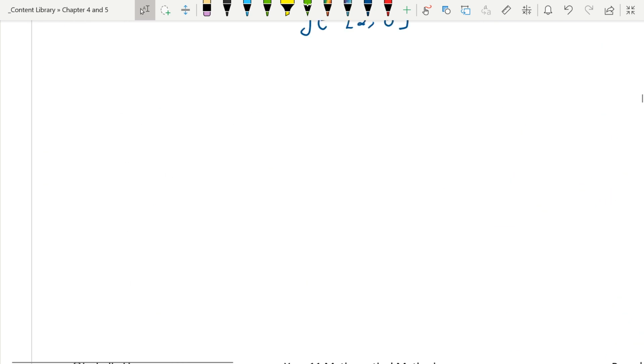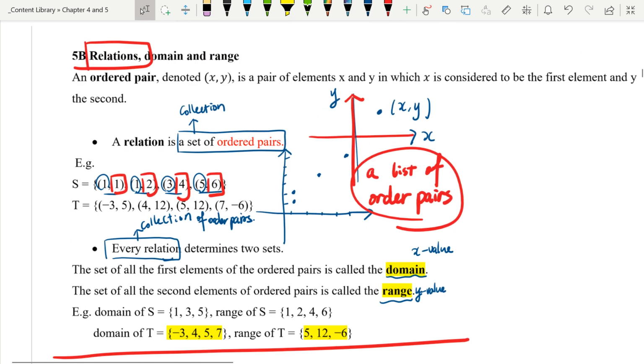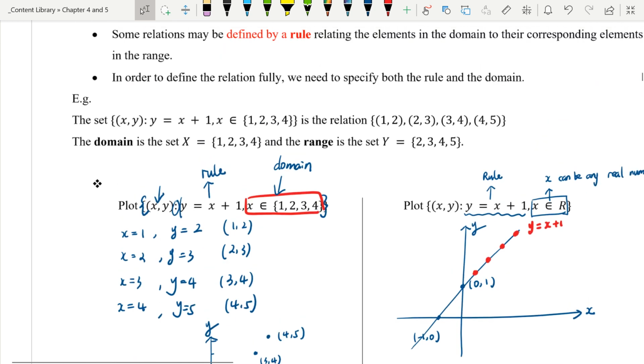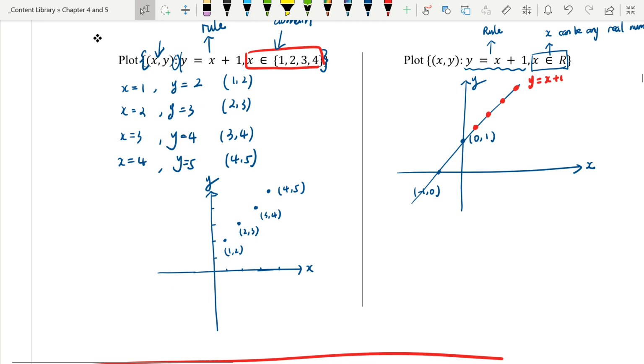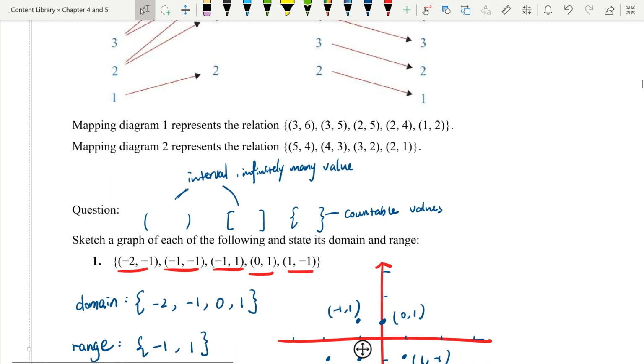Why do I have different graphs here? I have the same equation. Why do I have different graphs? What's different? Why do those 2 graphs look different? Domain. Okay, good.